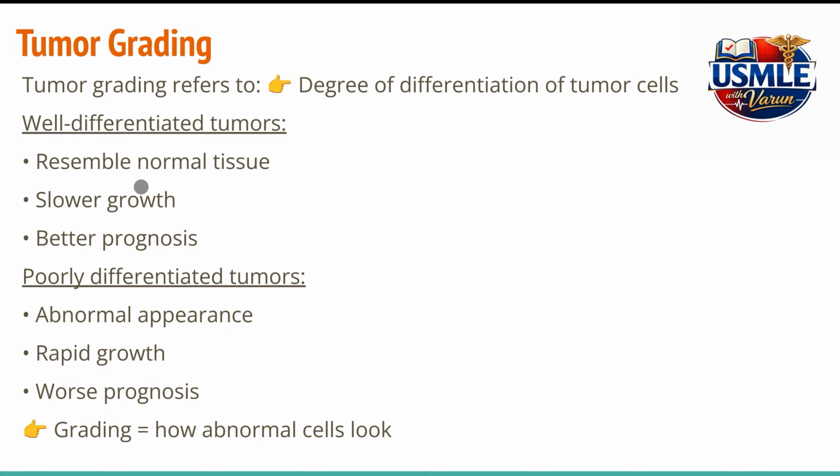Now, coming to tumor grading. So, this grading tells us how abnormal the tumor cells look under a microscope. So, if the cells look similar to the normal tissue, the tumor is called a well-differentiated tumor and is usually less aggressive. It has a slower growth and has a better prognosis. Whereas if the cells look very abnormal, the tumor is poorly differentiated and it's more aggressive. It has a rapid growth and it also has a worse prognosis. So grading reflects how abnormal or how ugly the cells look.